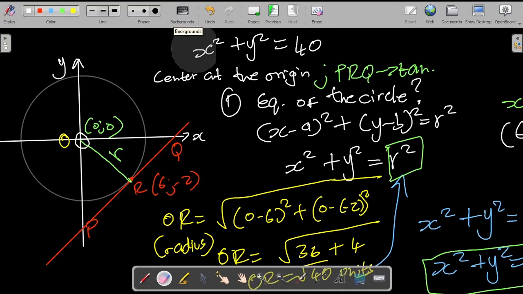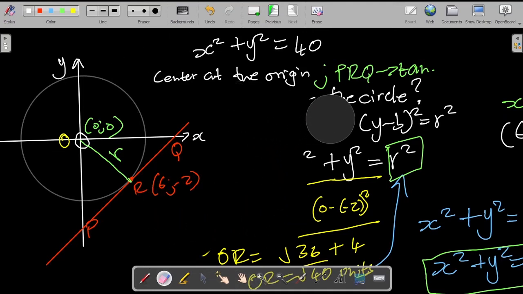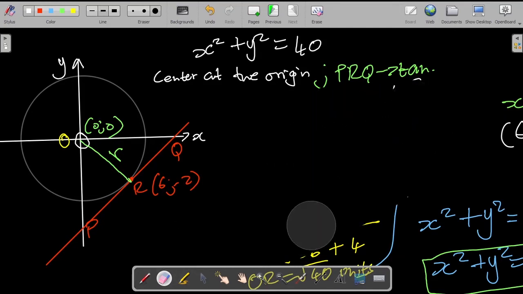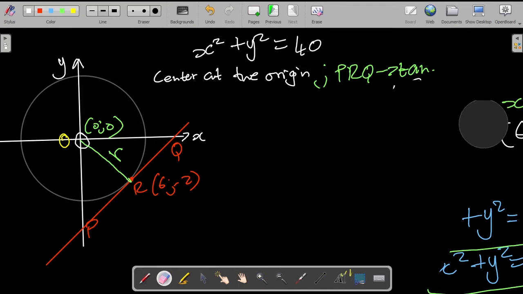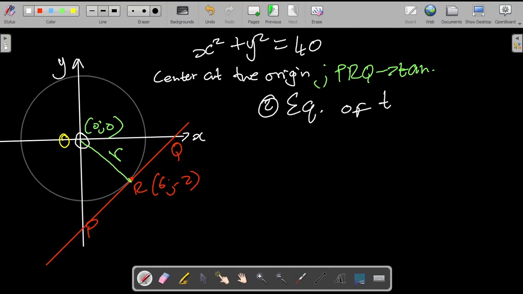Now I just want to erase this so that we have the diagram in view as we move on to the next question. And the next question, which has 5 marks according to the book that I'm using, which means there's some work to be done over here. So the next question asks for the equation of the tangent. So question 2, what is the equation of the tangent?